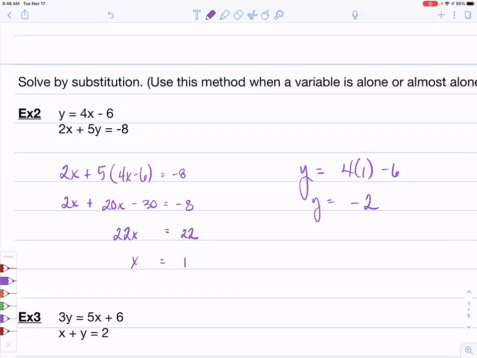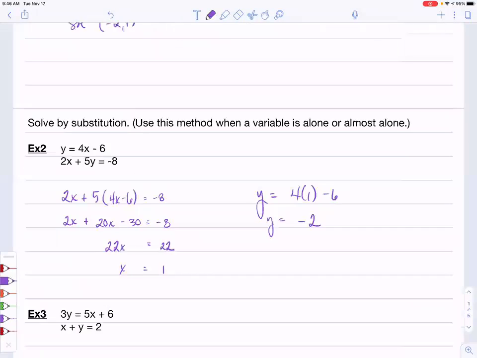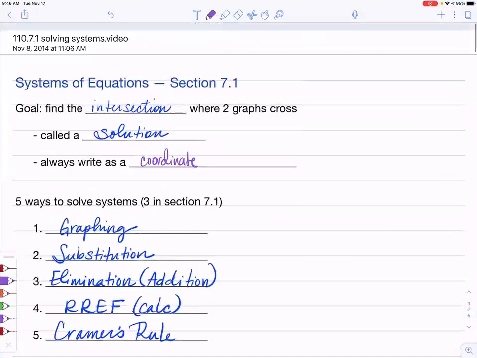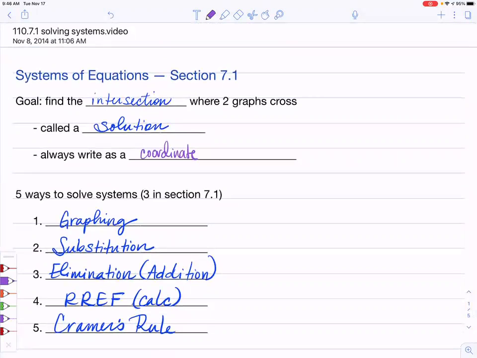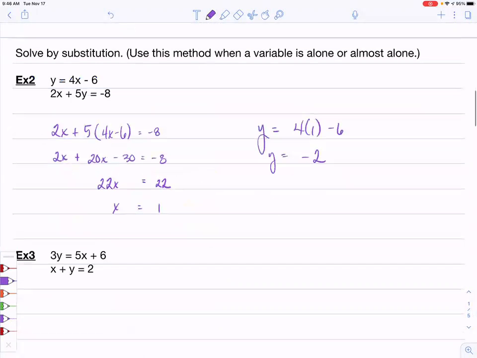Go back, say it again. Yeah, write it as a coordinate. You have to write it as a coordinate. I think we have something that says that. Oh yes, always write as a coordinate. So then my solution will be 1, -2.